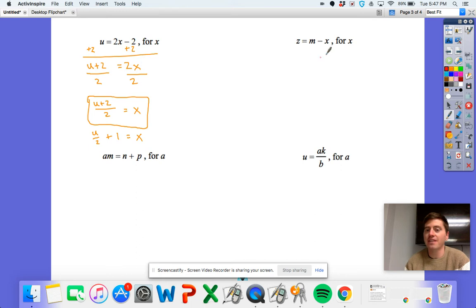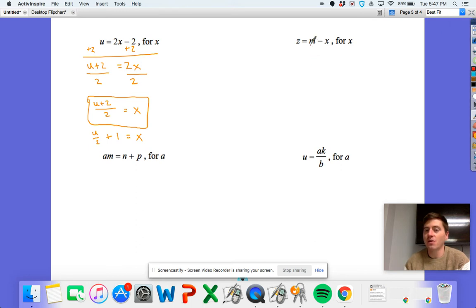Let's solve this guy for x. You're going to run into funny things like this. Well, since this is a positive m, the inverse of adding that m on is subtracting m. So I have to subtract m from both sides. And again, z and m are non-like terms. So it's just z minus m equals, and then this is a negative x.